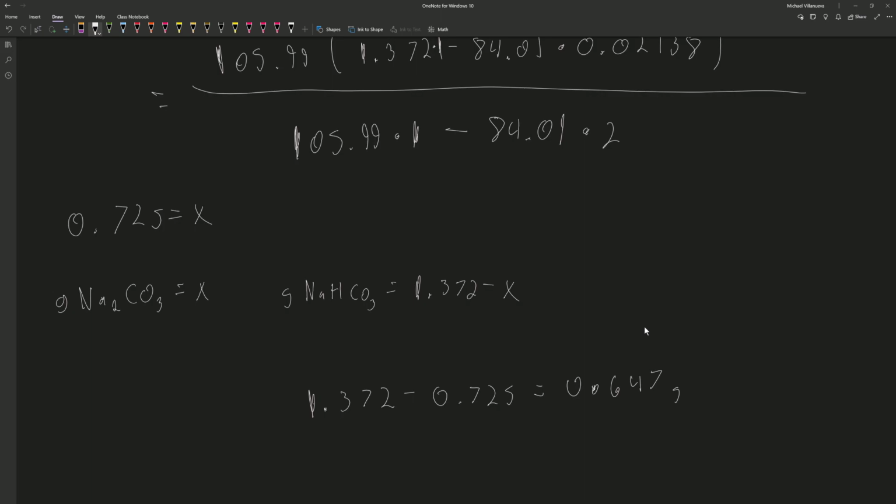These are the two approaches that you would use to solve for these unknown compounds.